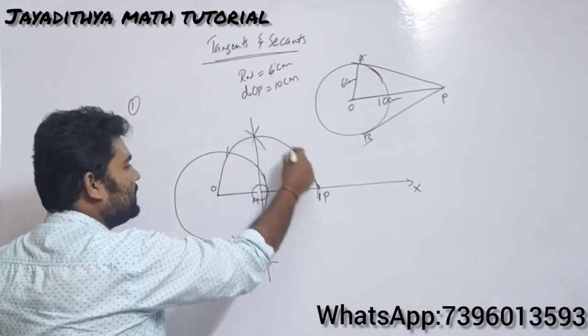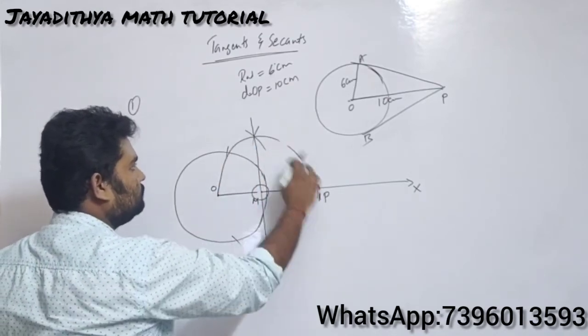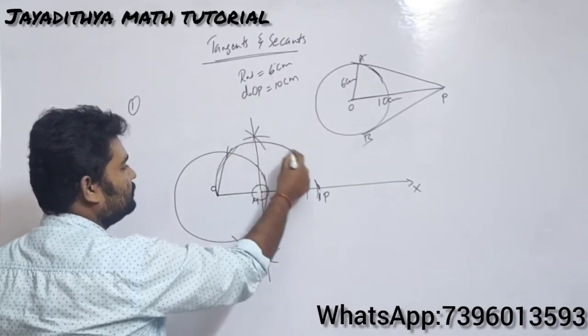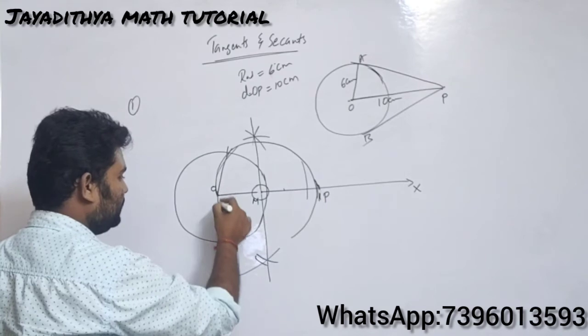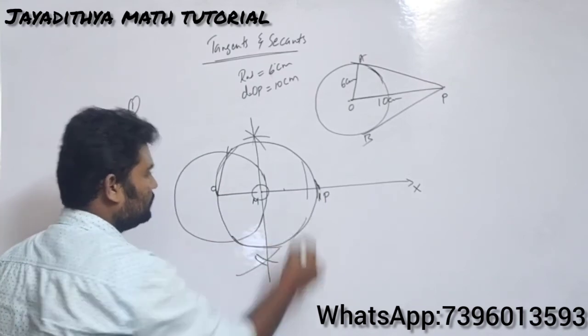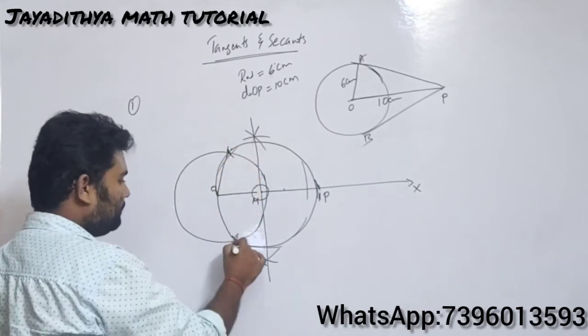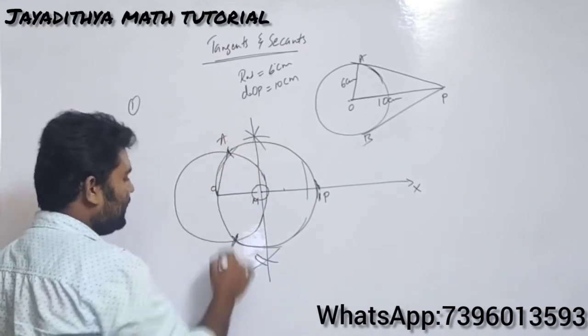So draw a circle in this manner now. So this will be without using compass. This is a very tough job for me. Okay, like this you can draw a circle. So this circle cuts the primary circle at A and B now.